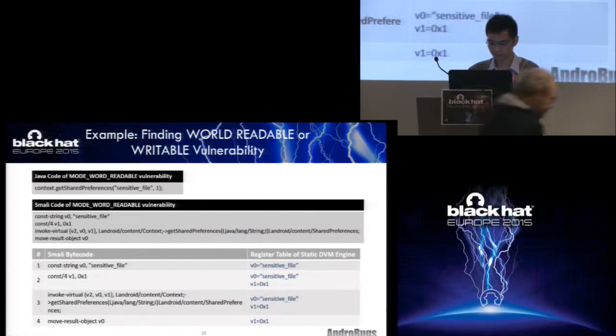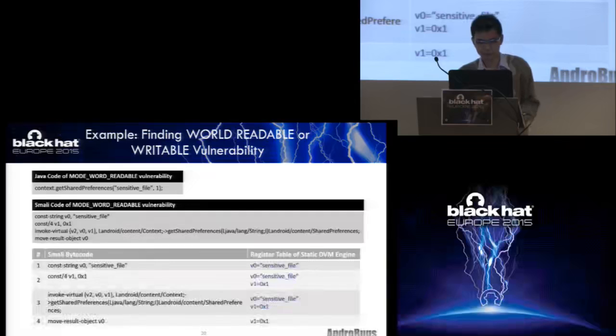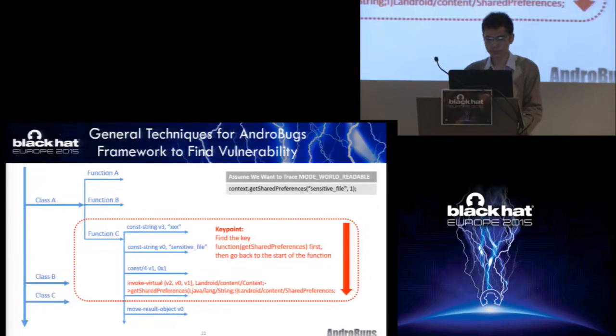Okay, and this is just an example showing that the AndroBugs framework is emulating a basic DVM. So it will help you with analyzing some vectors. For example, when running the third command, invoke-virtual, getSharedPreferences, the AndroBugs framework knows the first and the second parameters are the string sensitive file and the integer 0x1 respectively. Okay. And generally, the AndroBugs framework will search for the potential vulnerable function codes or fields first. On finding them, it goes back to the start of the function and analyzes the opcode or smali code one by one to confirm if it is a valid vulnerability.